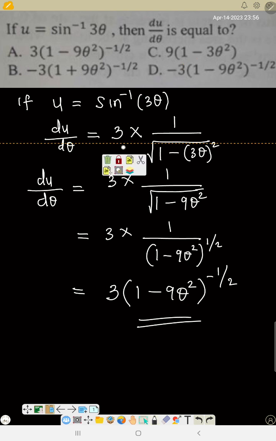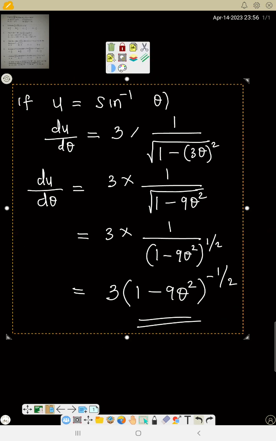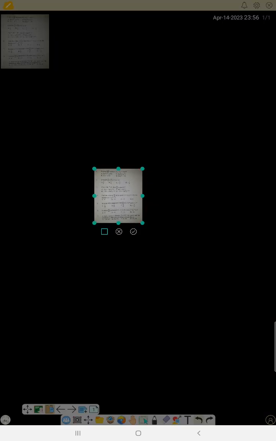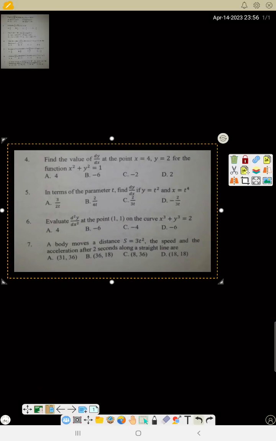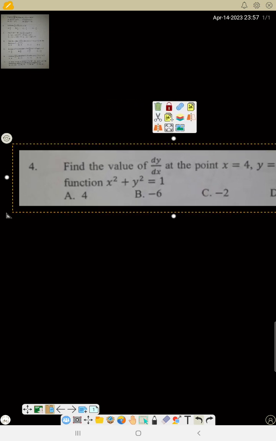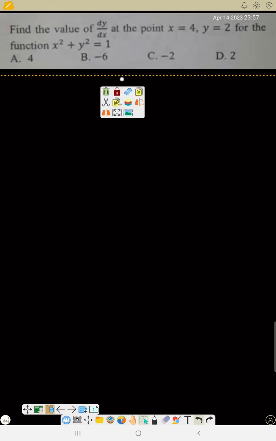So let's see number 4. Find the value of dy/dx at points x is equal to 4 and y is equal to 2, for the function x square plus y square is equal to 1.